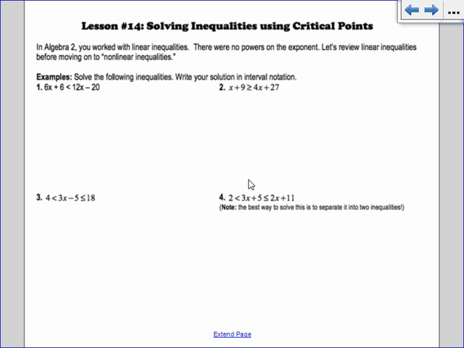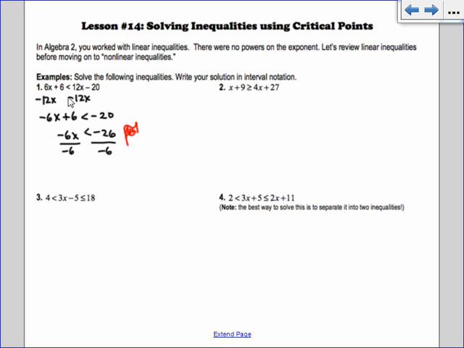All right, so solve the following inequality. Let's start out super simple. If I have 6x plus 6 is less than 12x minus 20, we solve this. We can subtract the 12x over, or you could add or subtract the 6x. It doesn't matter. We subtract the 6. We divide by a negative 6. What do we do when we do that? Yeah, we flip the inequality sign.